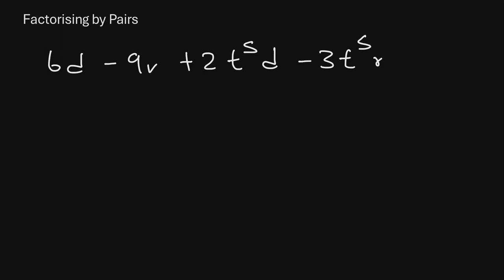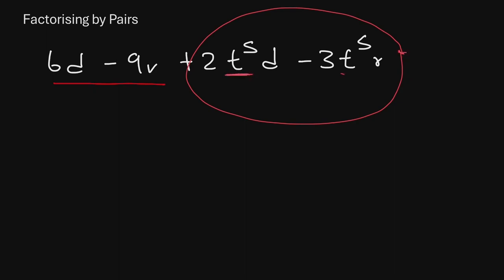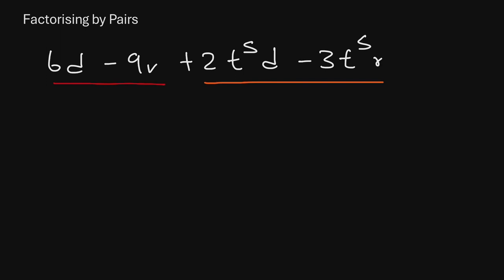When you factorize by grouping pairs, you must group the two terms that have a common factor. If we look at the first two terms here, we have a common factor between these two terms, and the common factor is 3. So we group them together. Now if we look at the last two terms, we have a common factor, and that common factor is t to the power of 5. So now we group those terms that have a common factor.